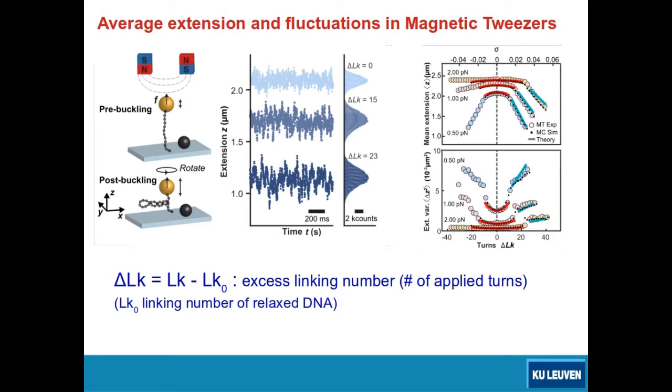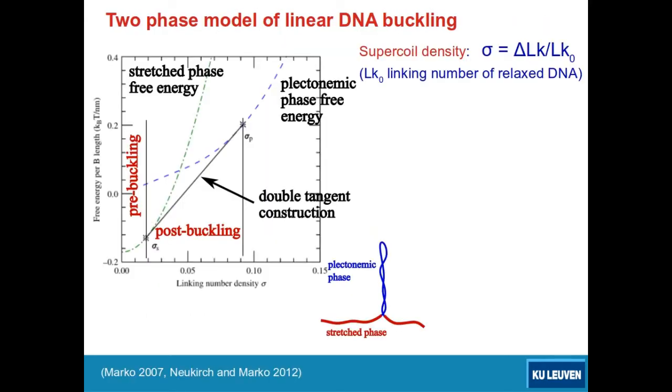The topic of our paper is the analysis of the variance of the extension, which measures the fluctuations. While the average Z decreases when increasing or decreasing delta Lk from the torsionally relaxed state, delta Lk equal to 0, the variance of Z increases, see right figure. To understand this behavior, one can use the two-phase model developed by John Marko and collaborators.